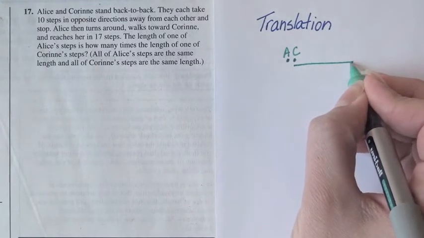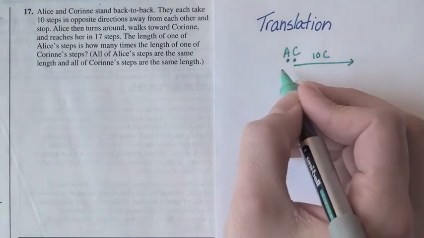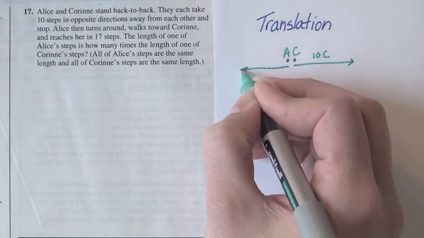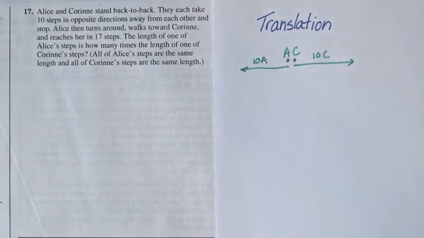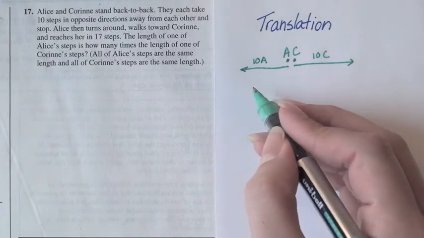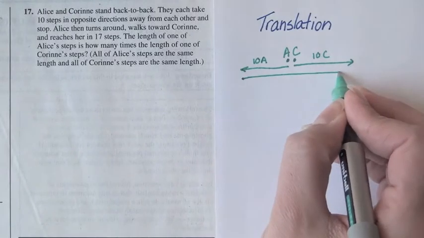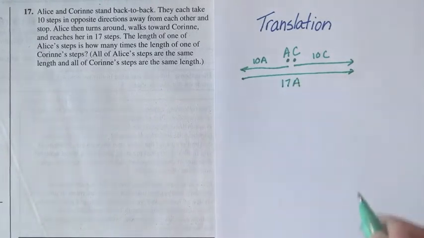So we'll have Corinne go 10 Corinne steps, and we'll have Alice go 10 Alice steps. And they're not necessarily equal to each other, right? Okay, Alice is now going to turn around and walk towards Corinne and reach her in 17 Alice steps.